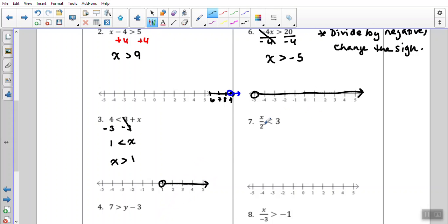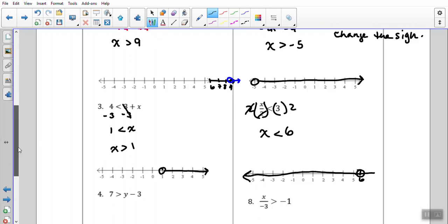This example, x divided by 2, so we have to multiply both sides by 2 because it's being divided. That cancels those out, so you have x is less than 3 times 2 is 6. So we've got to go to 6. X is less than, so we just put a circle at 6, and then go from there.